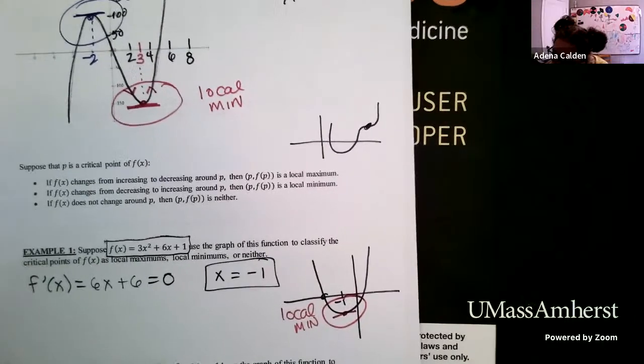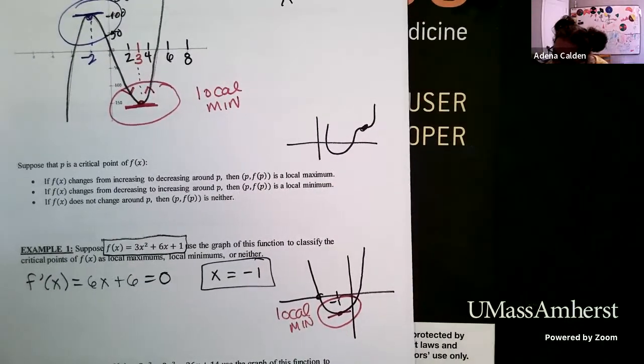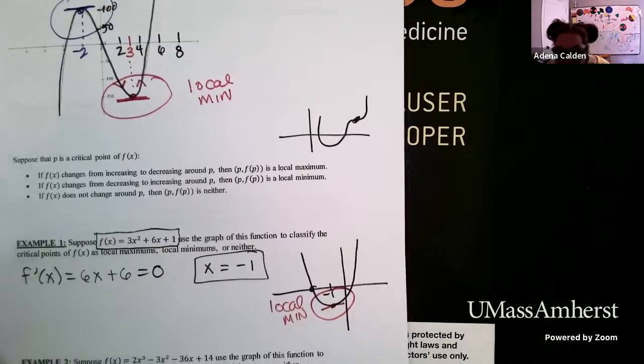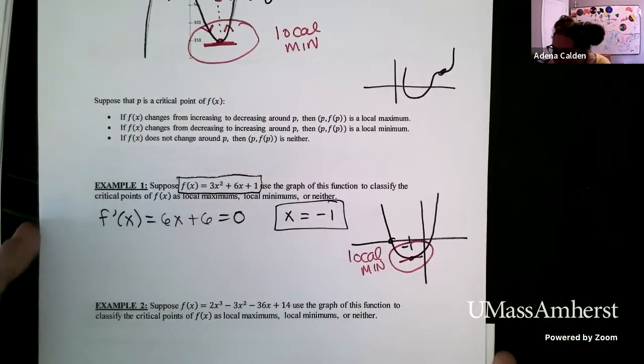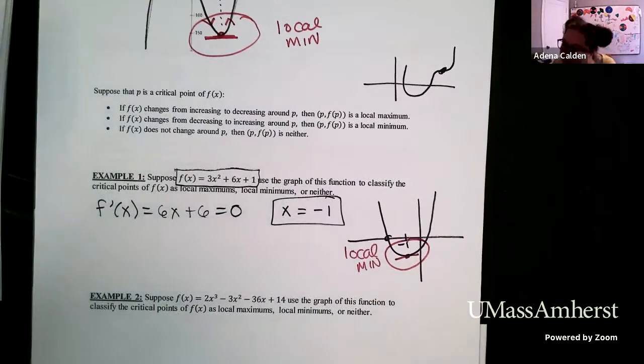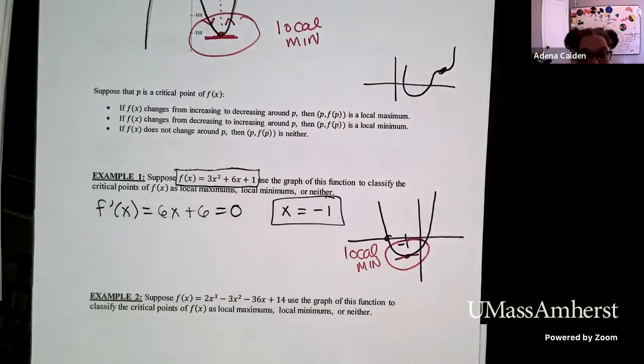Let's do one more, mostly because I think we already did the derivative of this function. So here we have 2x cubed minus 3x squared minus 36x plus 14. This is the one that we did earlier, not the one I was talking about before. So we want to use the graph of this function to classify the critical points.